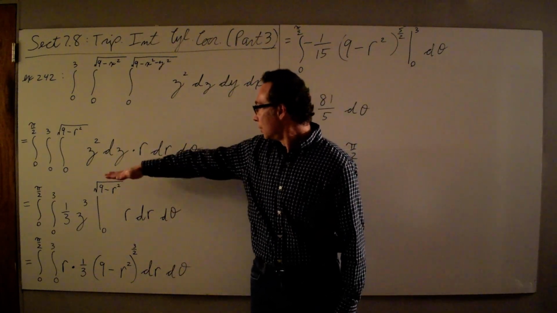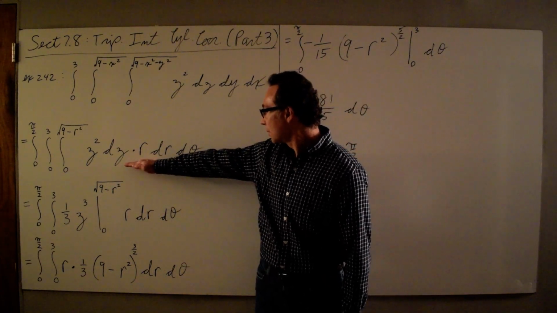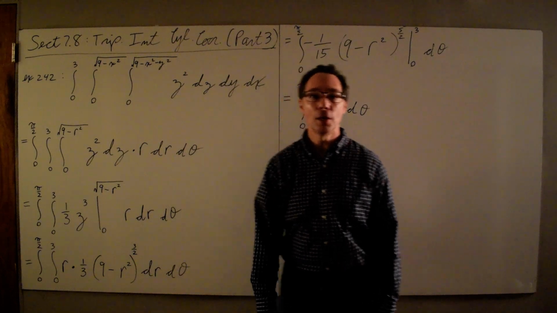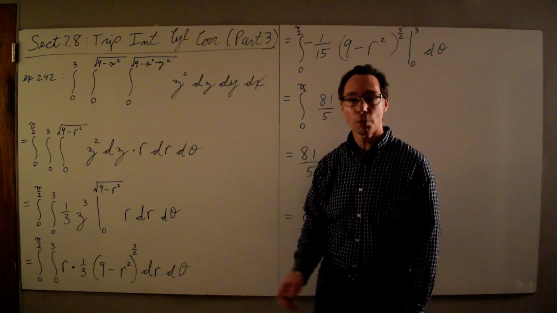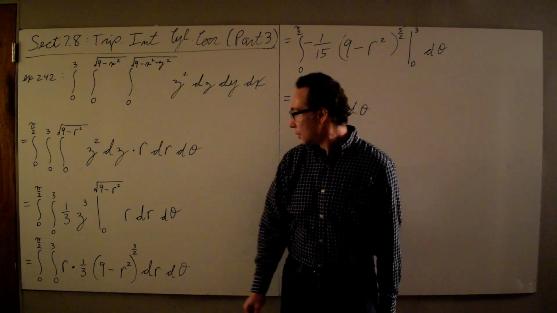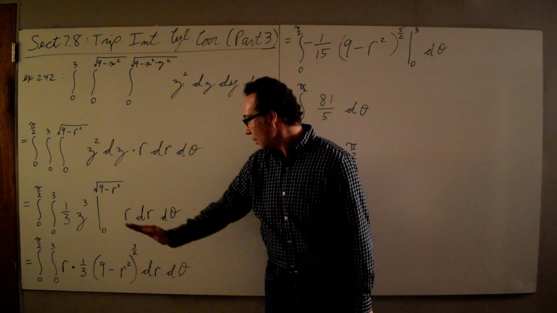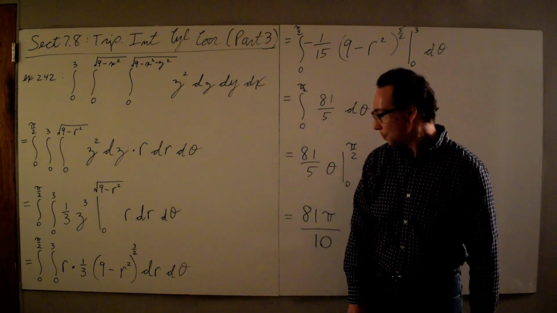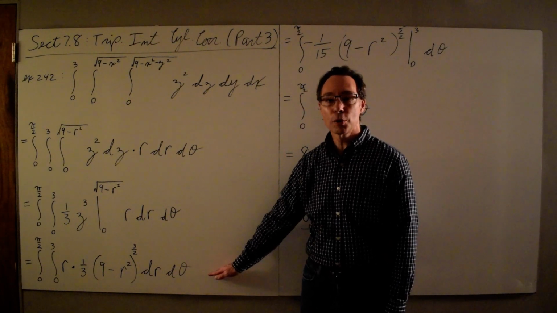And so now we'll find antiderivatives. Find an antiderivative with respect to z. We have 1/3 z cubed. The z limits of integration are 0 and the square root of the quantity 9 minus r squared. Substitute this in for z, substitute 0 in for z, and subtract. This is what we have. Then we integrate with respect to r.